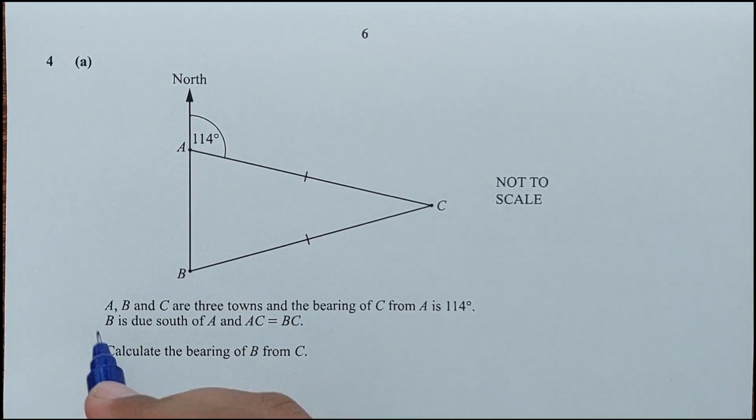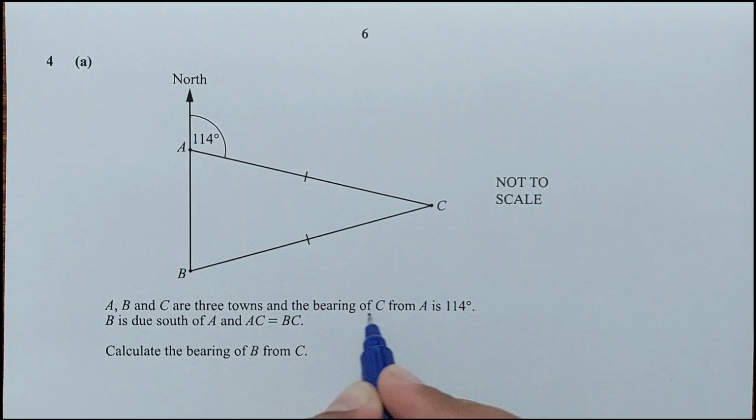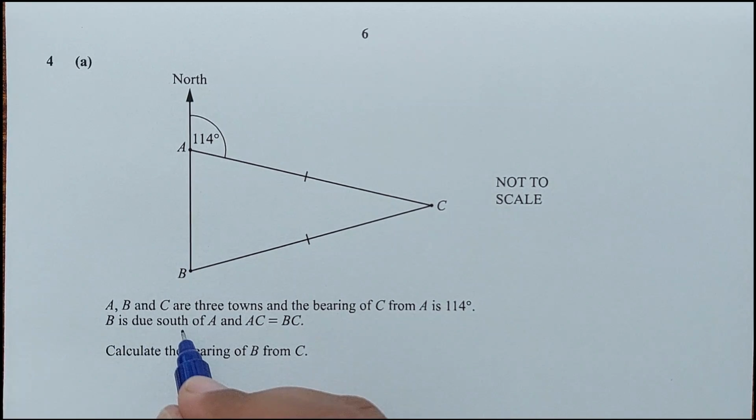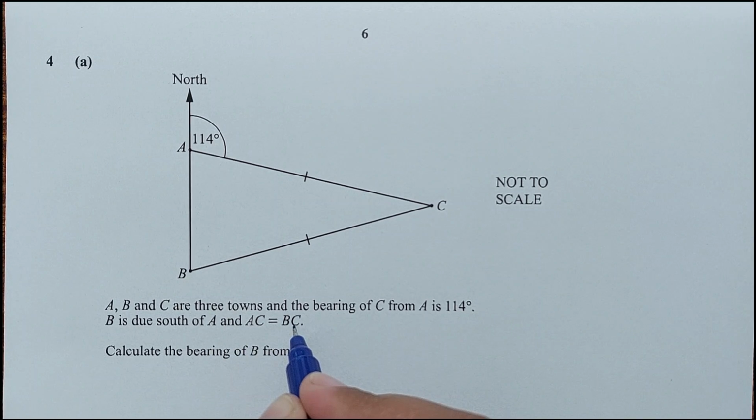Question number 4, part A. A, B, and C are 3 towns and the bearing of C from A is 114. B is due south of A. AC equals BC, right? Calculate the bearing of B from C.